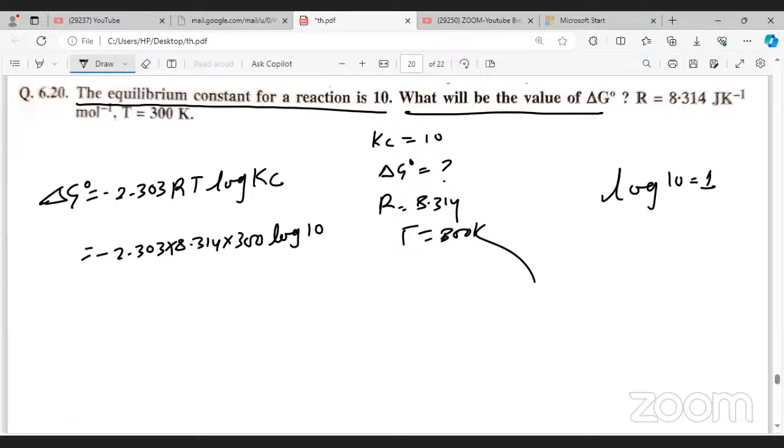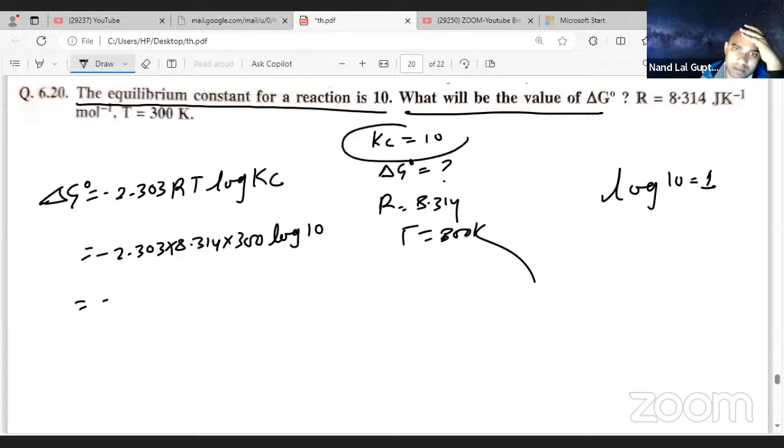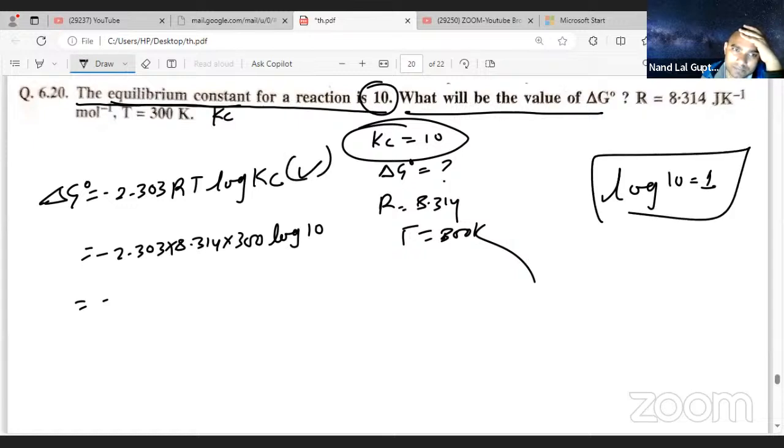Why Kc equal to 1? They have given the equilibrium constant, that is Kc, 10. So log 10 value is 1. This is the formula. I think you did not study thoroughly the thermodynamics, all the concepts.